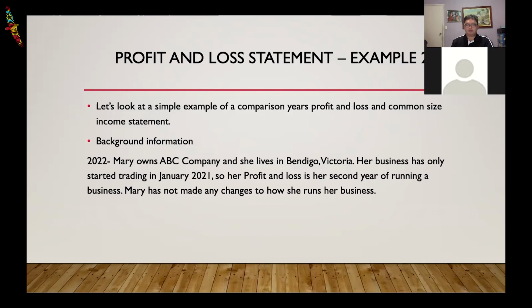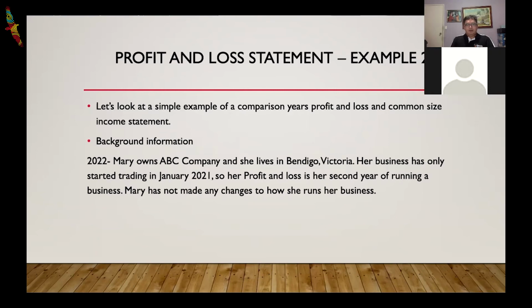Seasonal reasons could be you're selling ice creams during winter versus summer, selling clothing, so woolen jumpers in winter versus summer. So they'd be the reasons why you would use comparative periods from year to year rather than using comparative quarters from one quarter to the next.